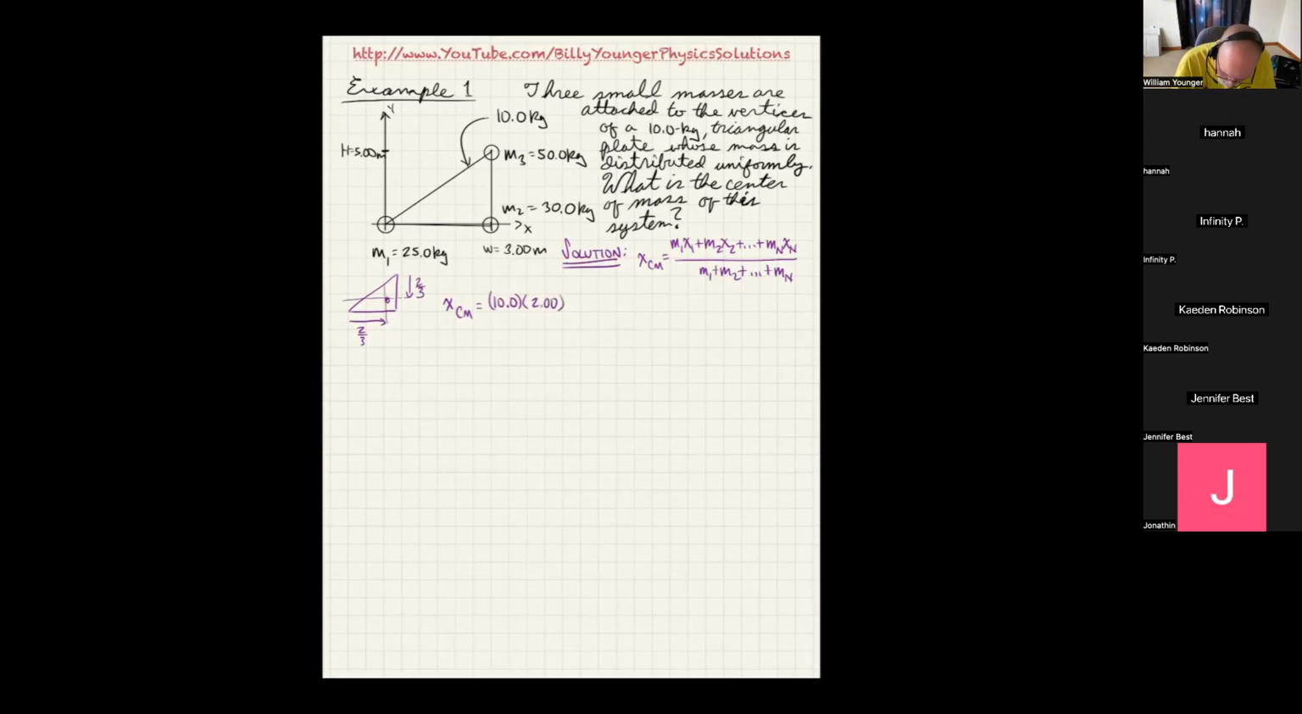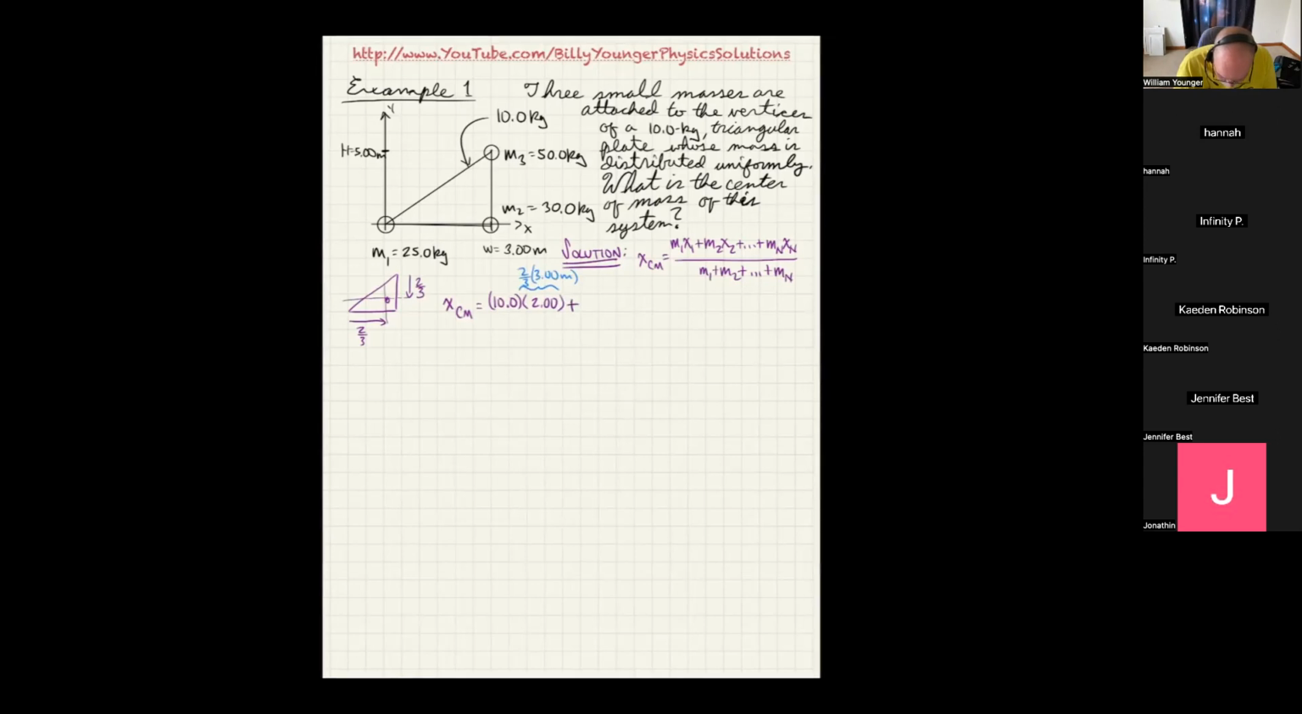So I'm just going to write this by saying this is 2/3 of 3.00 meters. Okay, so hopefully that will be enough to remind you when you look back at it. I know that was the number one question a lot of my students had when I did this in face-to-face lecture. So now I've taken care of that mass.